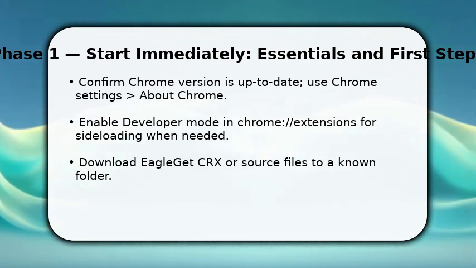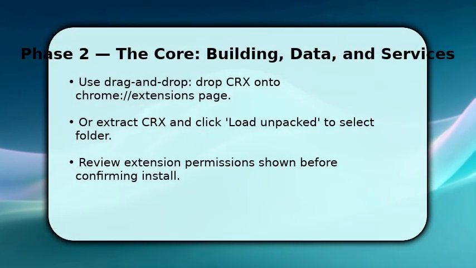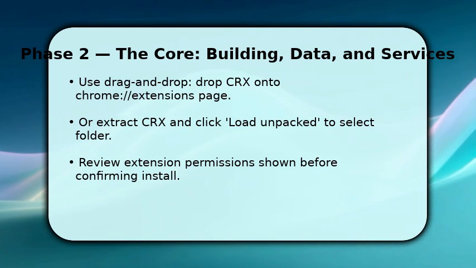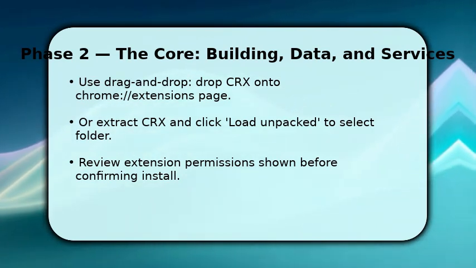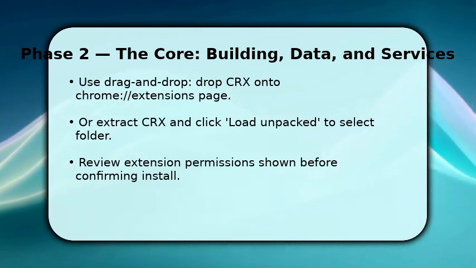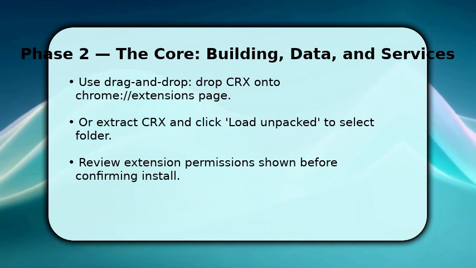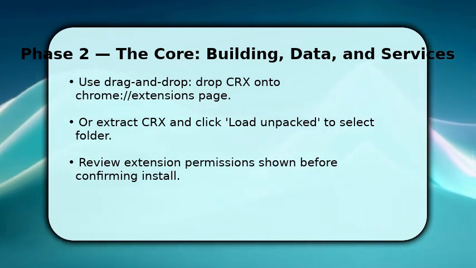Next, install the extension itself using one of two reliable methods. You can drag the CRX file onto Chrome, / extensions and accept the prompts. Chrome will show required permissions, so read them. Alternatively, extract the CRX to a folder and choose Load Unpacked, selecting that folder. This is safer for modified builds.